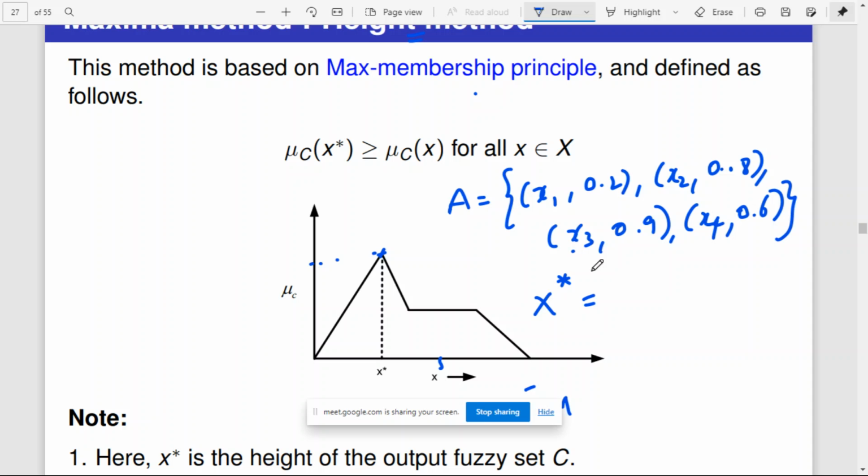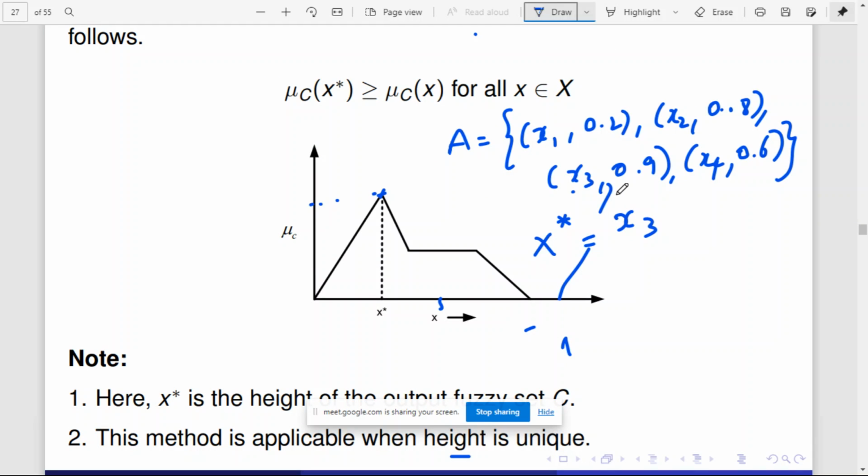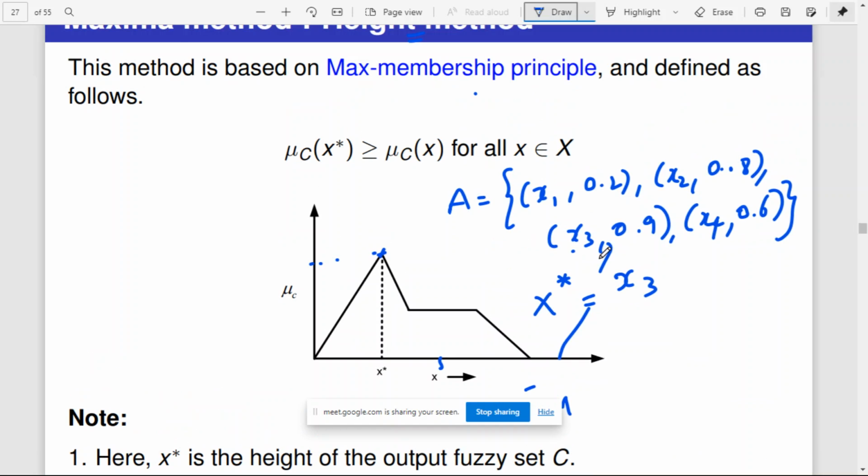Which value of x gives you the highest membership value? For x3 you have the highest membership value, so here x star will be equal to x3. But this technique can be used only if you have only one maximum value. For example, if x4 is also 0.9, then you cannot use this technique. So this is how the height method works.